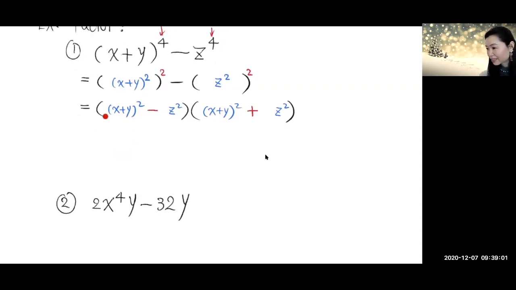Now this part here, you can continue to factor because it is again the difference of the square here and the square here. So it's a difference of 2 squares. So we can continue to factor this. So difference of 2 squares again. So we can factor this. What does that factor into? Anyone? Everyone?